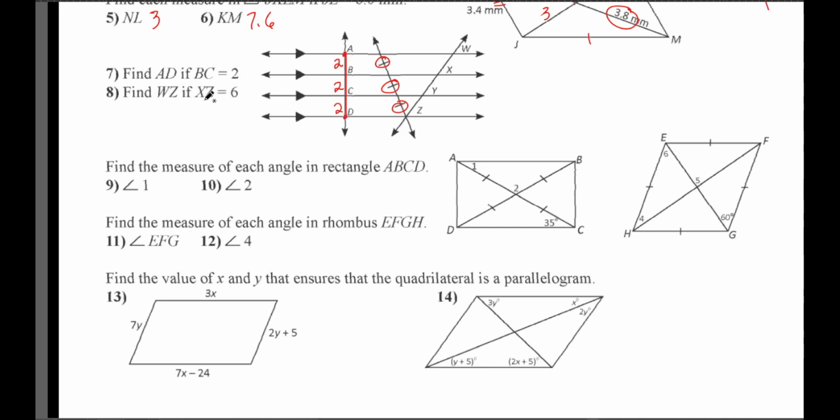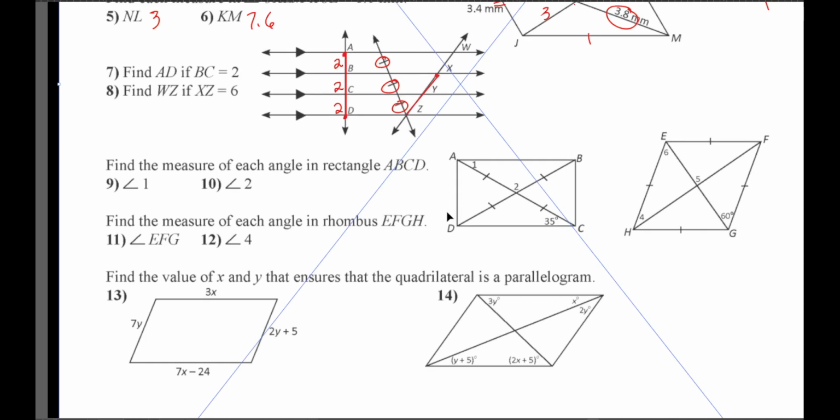What about this one? It says XZ is 6. So that means, look, from here to here is 6. And you want to find WZ. Again, you're finding the whole thing from the top all the way to the bottom. Oh, well, how do I do that? Because I don't know the little segments in between. Well, I should know, because what's true about this little part and this little part? They're equal. And if they add up to 6, what are they? 3. So that's 3, that's 3, and that's 3.